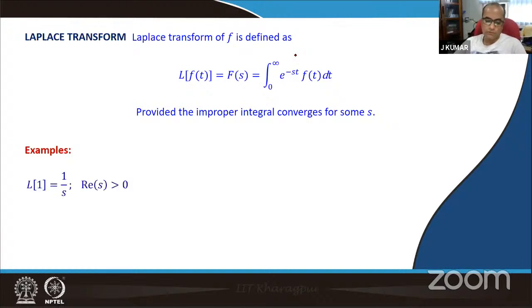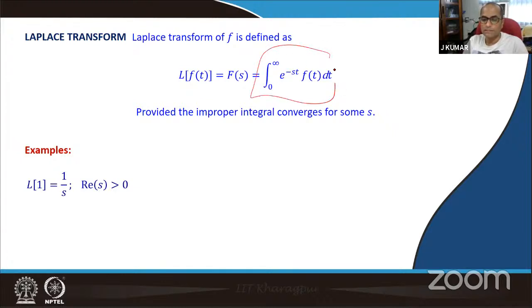Well, we have computed several examples. One of them was very basic. The Laplace transform of 1: if you want to compute it, just put 1 there, and this exponential minus st will be integrated, and you will get just 1 over s. And this is valid whenever s is positive. In fact we can take s as a complex number, and then this integral makes sense as long as the real part of s is greater than 0.